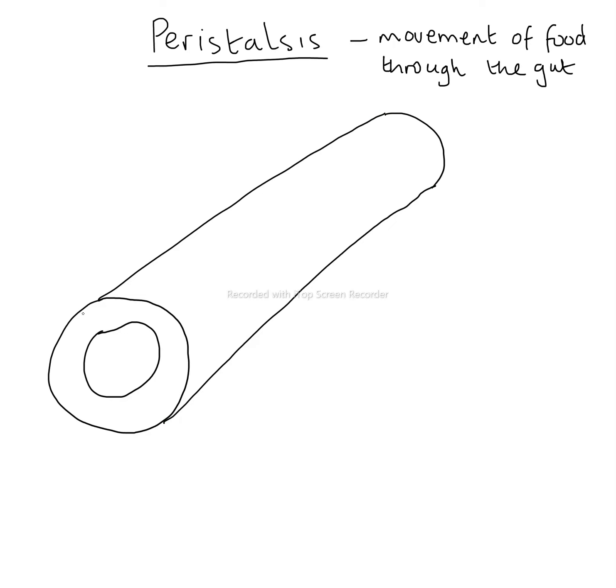Now what we want to really know is that there's a layer of muscle around, and there's another layer of muscle around here. This is all you need to know for this level. So there's two layers of muscles.